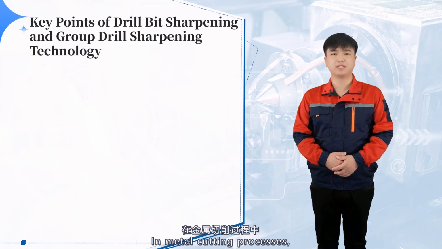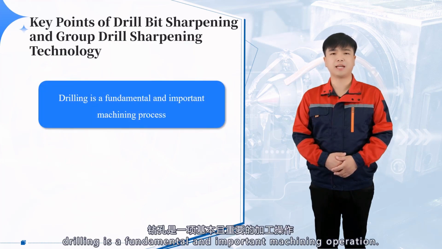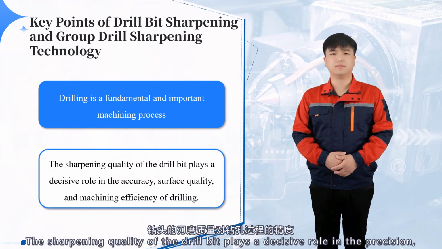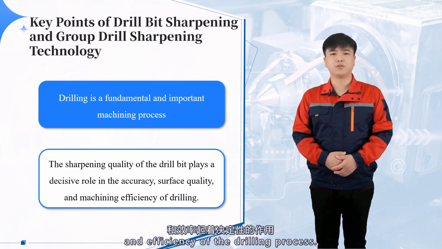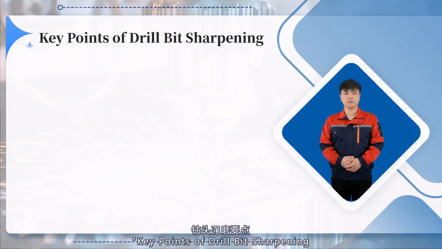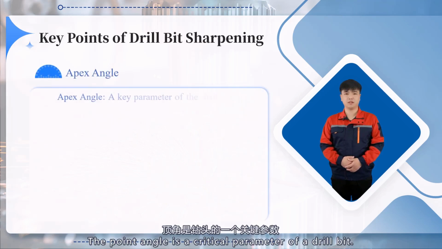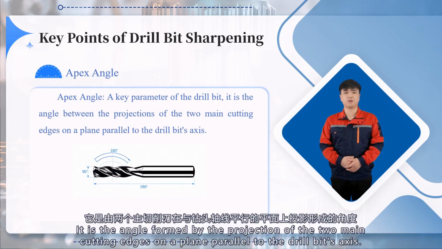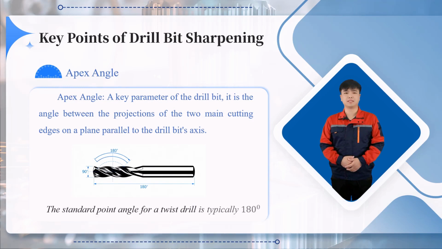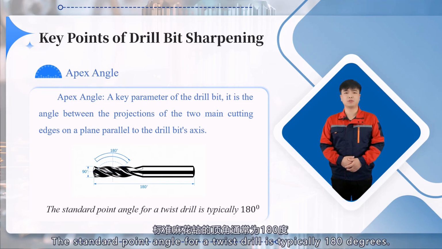In metal cutting processes, drilling is a fundamental and important machining operation. The sharpening quality of the drill bit plays a decisive role in the precision, surface quality, and efficiency of the drilling process. Key points of drill bit sharpening. Point angle. The point angle is a critical parameter of a drill bit. It is the angle formed by the projection of the two main cutting edges on a plane parallel to the drill bit's axis. The standard point angle for a twist drill is typically 180 degrees.